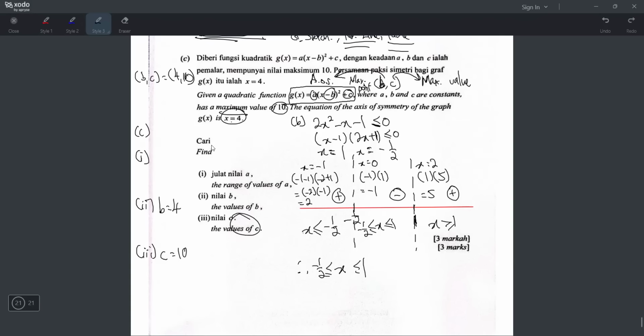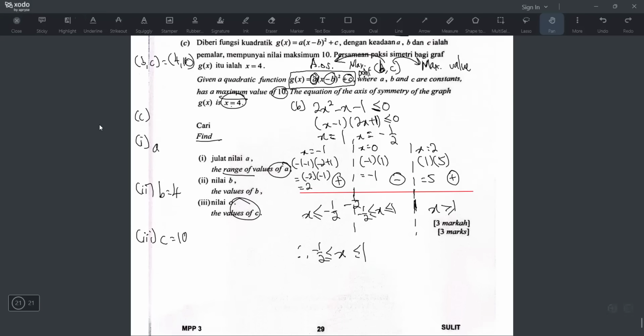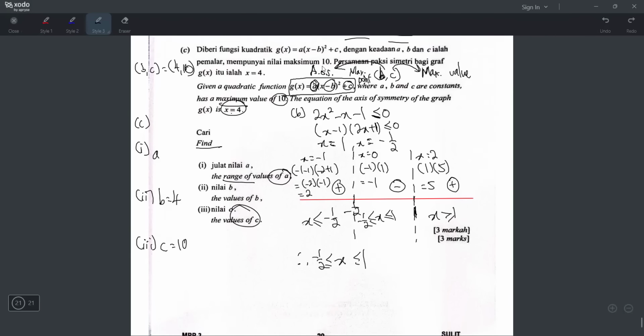Okay, and then let's see what they want to find. Number 1, the range of values of a. I think it's talking about this a, right? But they never ask you to find the specific exact value. They just ask you to find the range. Range is like a julat lah. So in the answer we just have to write bigger or smaller lah. So you all know already it is the maximum, right? So your a is definitely less than 0, because maximum means the parabola curve looks like this, like a sad face. So definitely your a is less than 0. So that's the range of a, and the values of b and c I already did just now.